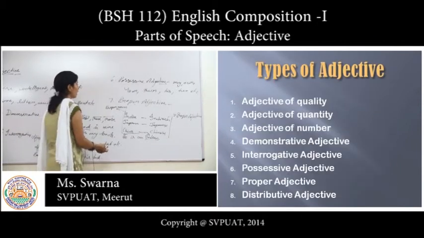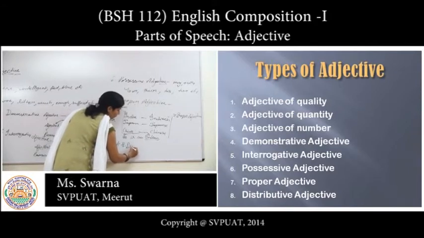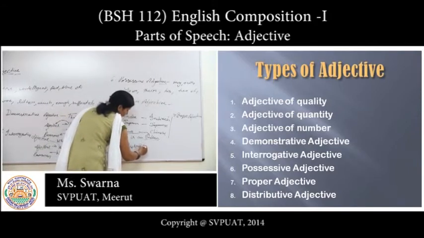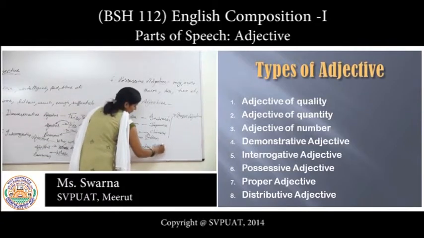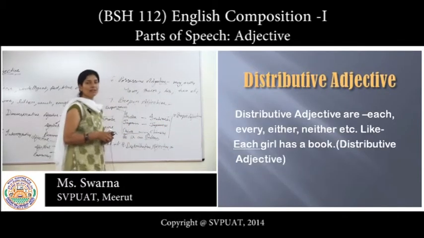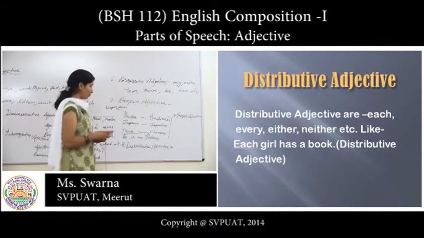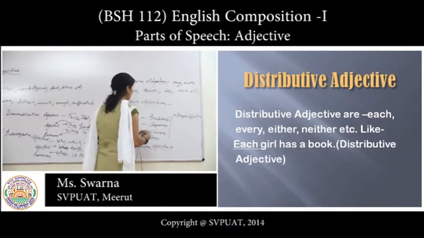Then the next type of adjective is the distributive adjective. When we use the words each, every, neither, either, these words are distributive adjectives.